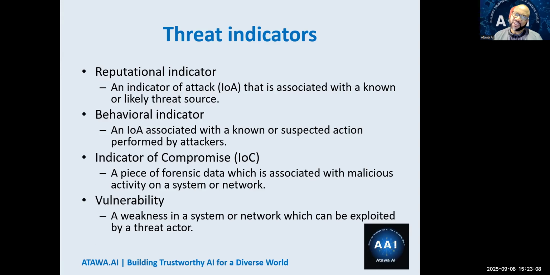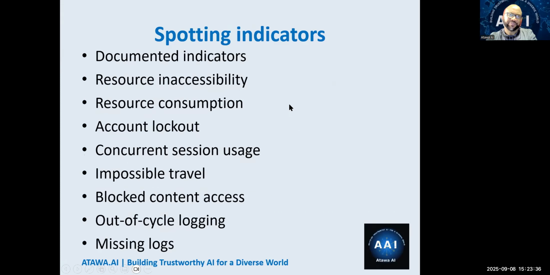reputational indicator, if I know a source based on their reputation, I can know that that might be that person, right? Or how the behavior, or see IOC, which is usually like an artifact left on my system that's associated with some kind of malicious activity, right? And of course, vulnerability can be exploited. This is just where I can try and say this is an indicator that a threat is on my system, right? This is very important. How do you spot indicators, spotting indicators, documented indicators?